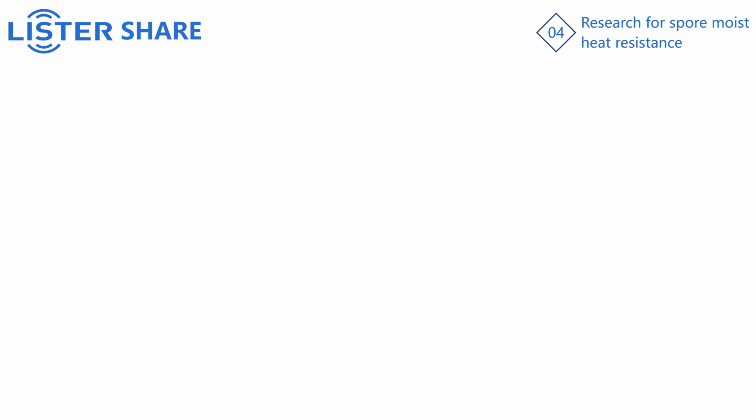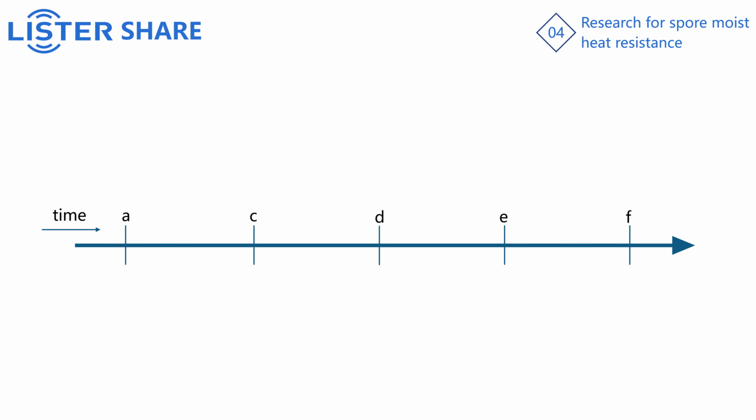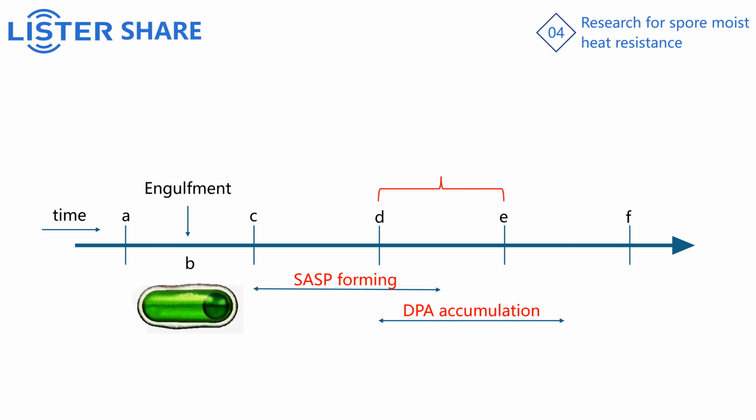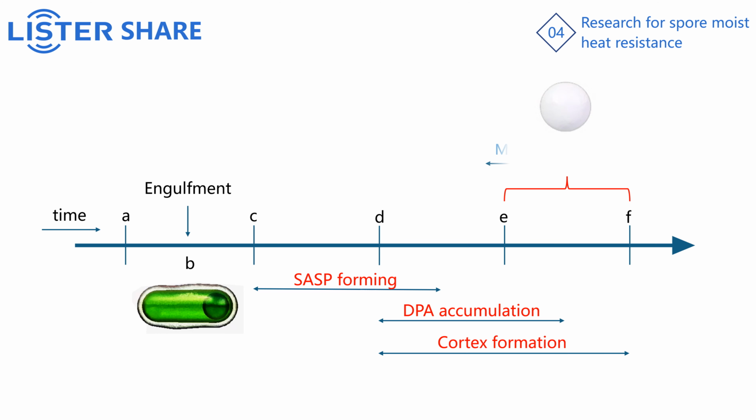The above protective features have also been validated in our Lister laboratory. Through extensive experiments, we have found that when nutrients are restricted for about B hours, the spore is engulfed. During the CD time period, small molecule acid-soluble proteins are formed. During the DE time period, DPA cations accumulate significantly. During the DF time period, the spore cortex is formed. Our test results have shown that spores obtained during the EF time period obtain complete moist heat resistance, indicating that the formation of the above features enables spores to resist moist heat.